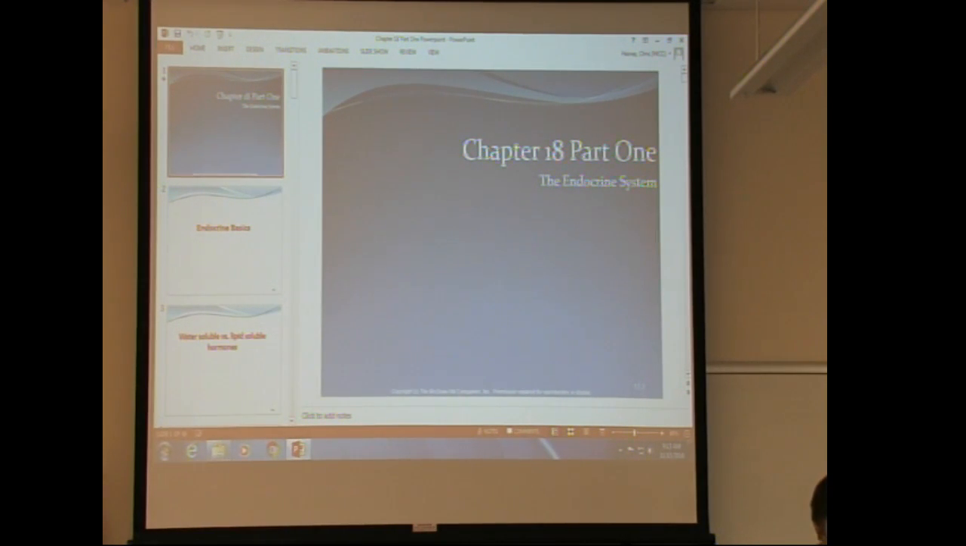Which of these is not a releasing hormone produced by the hypothalamus? Growth hormone releasing, thyrotropin releasing, gonadotropin releasing, or luteinizing releasing? It's the last one. There's no such hormone as luteinizing releasing hormone. I made it up.